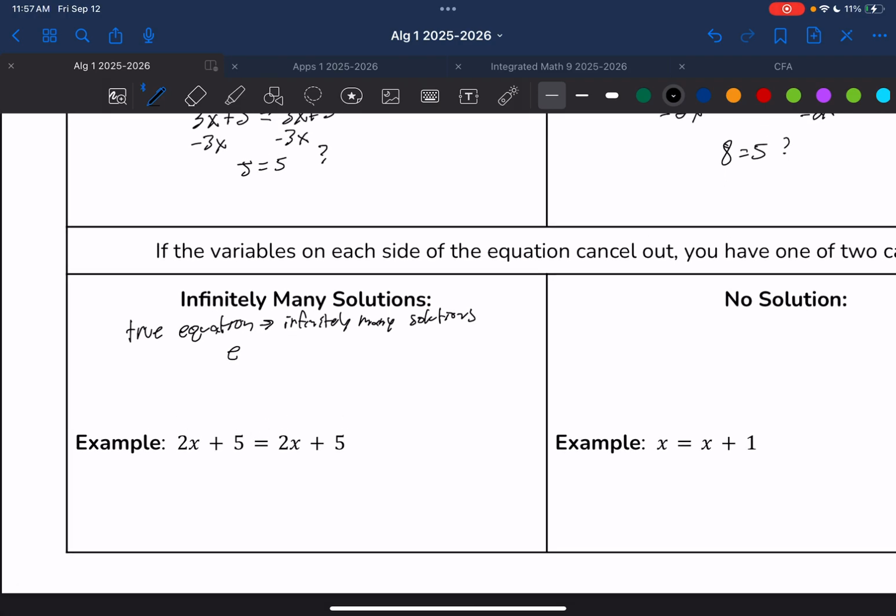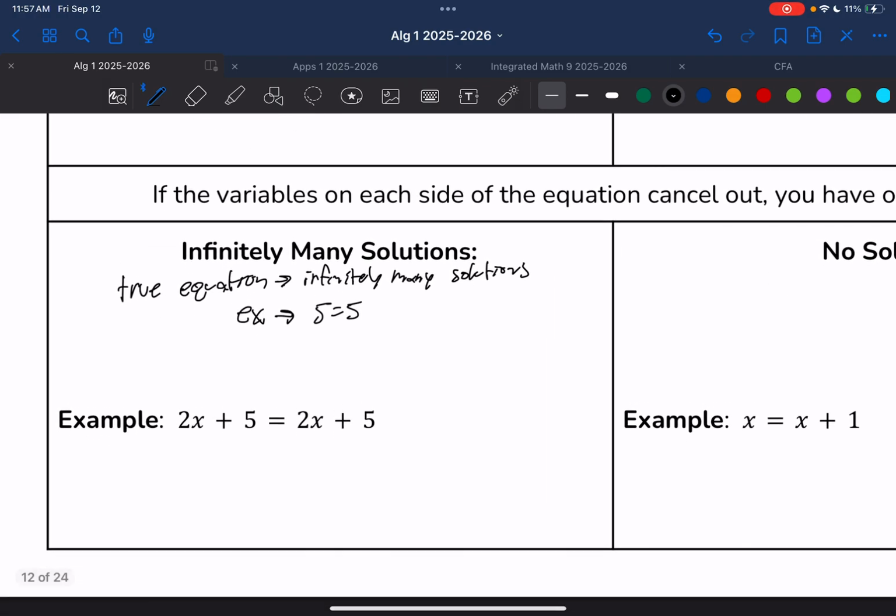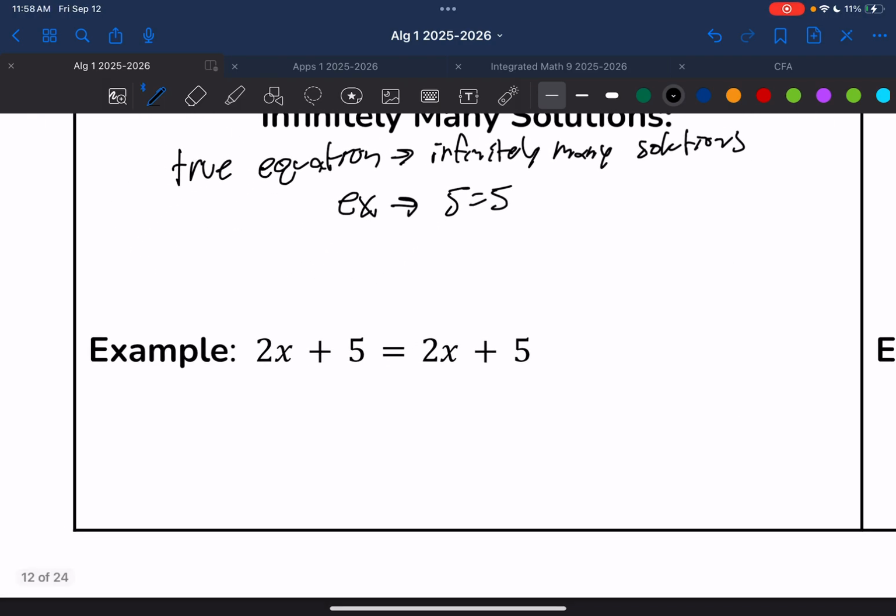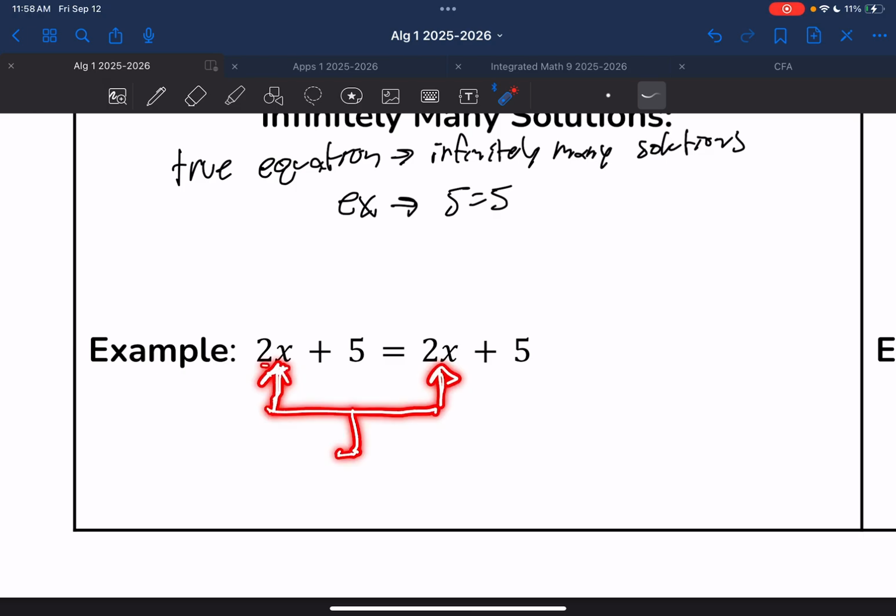So that's this case, right? Example: 5 equals 5. Once we cancel out the 3x's, we're left with the equation 5 equals 5. That is true. So no matter what x is, that equation is going to be true. If we look down here, we have 2x plus 5 is equal to 2x plus 5. No matter what we put in for x, doesn't matter if it's 1, -1, a million, a billion, 2x plus 5 is always going to be the same as 2x plus 5. We're doing the same thing on either side, so they're always going to balance out.